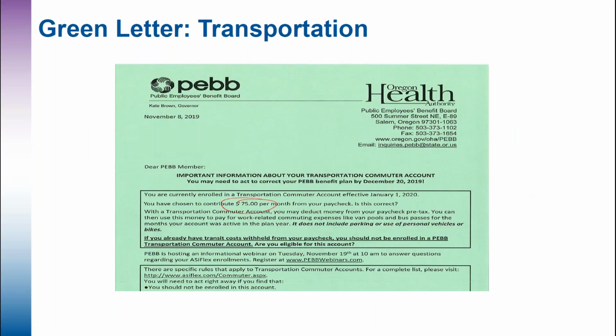This is our transportation account. Transportation account on the green paper. This is if you're commuting into work, like maybe you're part of a van pool, or you take the train into work. Then you would use a transportation account. This is probably the least used account out of the PEBB portfolio.